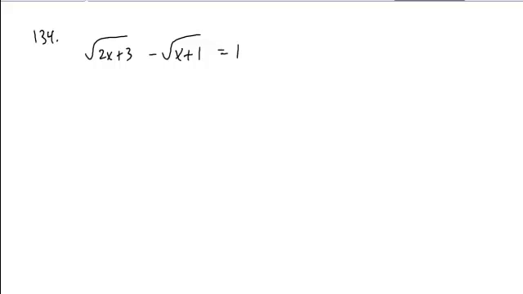With this problem, when you have multiple radicals, you perform the steps for a radical each time to eliminate one of the radicals. So I'm going to isolate one radical here. I'll do that by adding root x plus 1 to both sides. So I isolate the root 2x plus 3, and then I'm going to undo the radical by squaring both sides here.